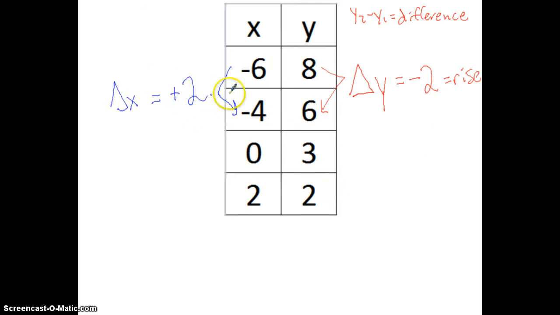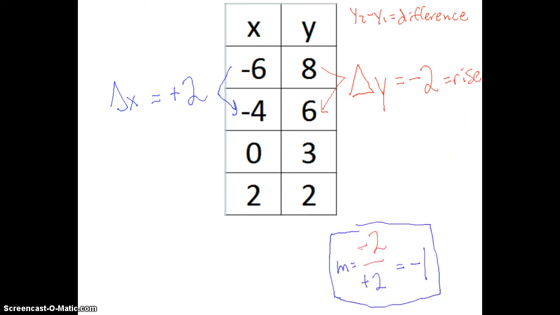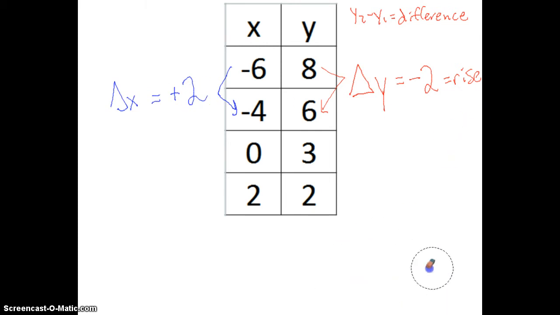And this was the run. And so now I'm ready to calculate the slope for these two numbers. It was negative 2. So to find the slope, I need to divide.